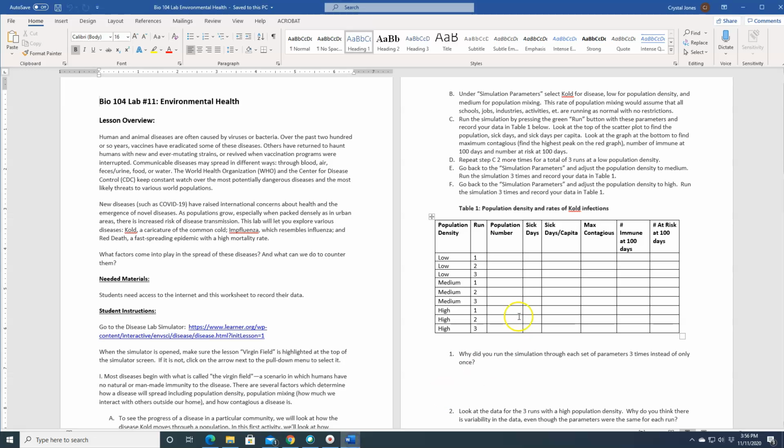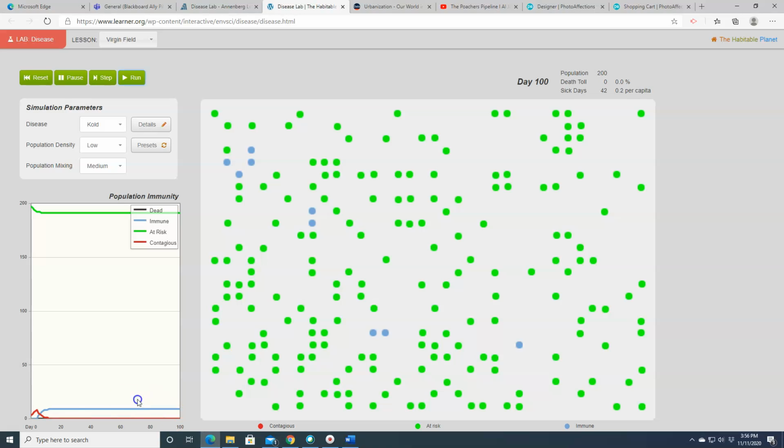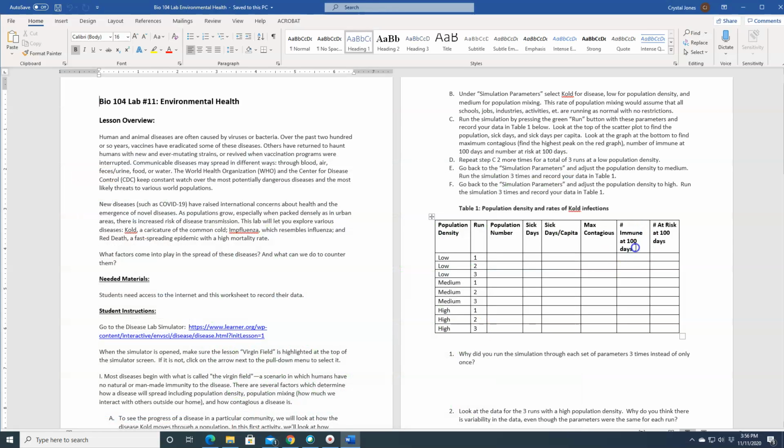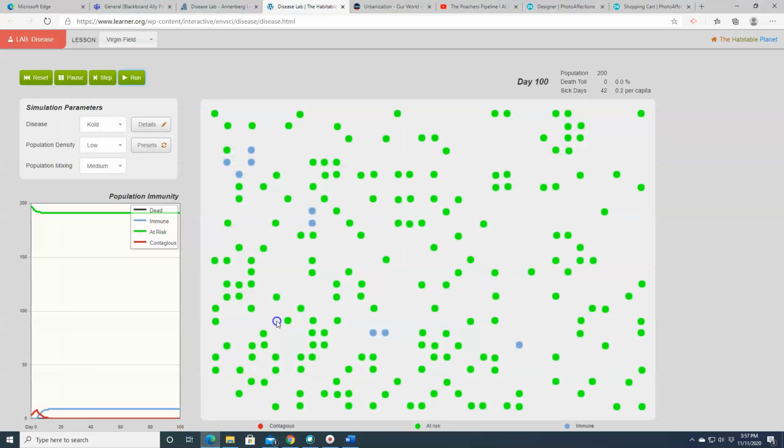So I'd go back to my table and I would put in for run 1 this data, right? The population number, the sick days, the sick days per capita, the max contagious. So again, that came from the graph down here at the bottom. The max number of contagious in this case was 8. So I would write that down. The number of immune at 100 days and the number of at risk at 100 days. The at risk people are in green here. So there's still 191 people who are at risk after day 100. And there's only 9 people who are immune.